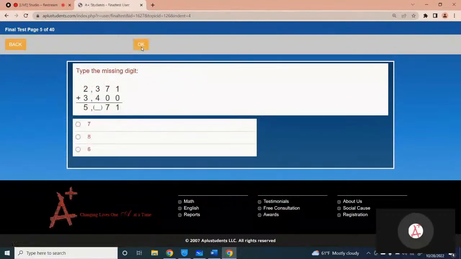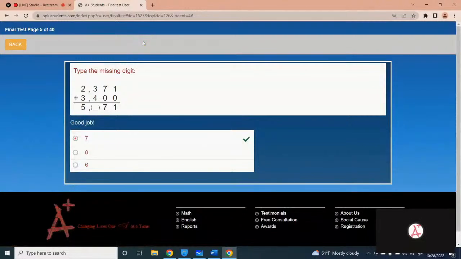Okay, the next one is: type the missing digit. So you have to find the missing one. They are simply adding. You can just find them by adding. 1 plus 0 is 1. 7 plus 0 is 7. So the missing one here is 3 plus 4. 3 plus 4 is 7. That means the missing number is 7. Just select the correct option, and click on the OK button.